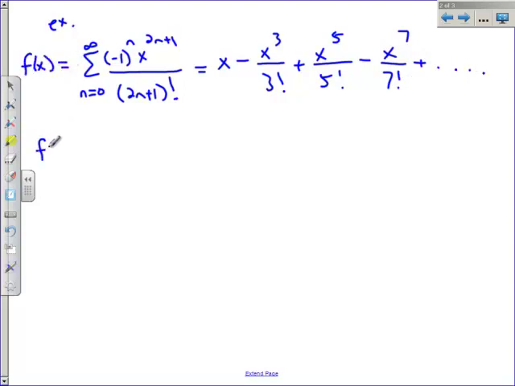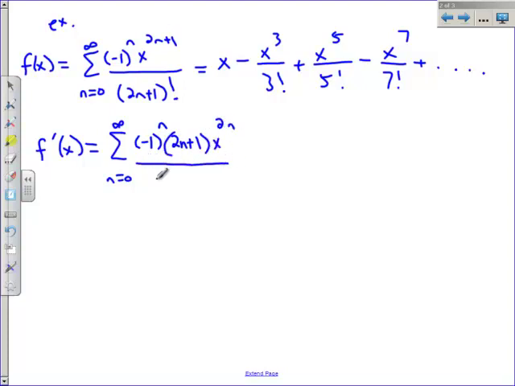Let's find f prime of x. Let's do it both ways. Let's take the derivative of the series, don't do anything to that negative 1. So we bring the 2n plus 1 down, and then we subtract 1 from our exponent. 2n plus 1 minus 1 is just x to the 2n.